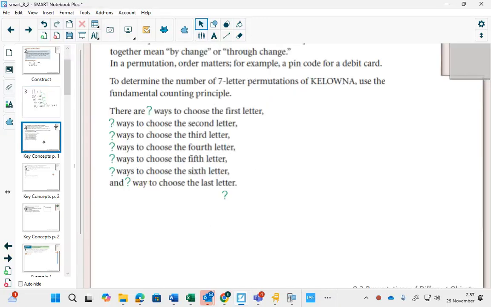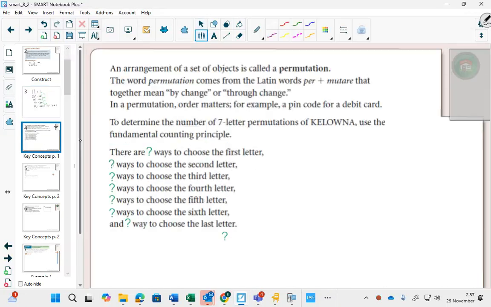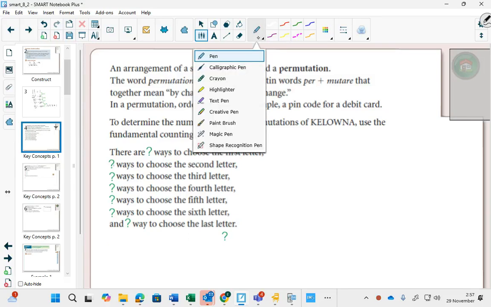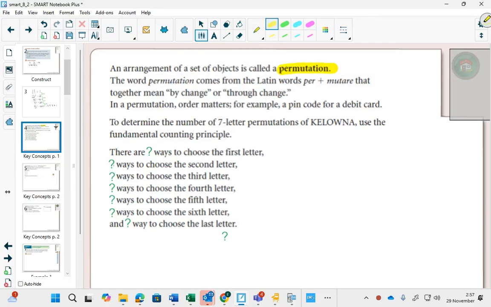Factorial symbol comes up particularly in something called a permutation. And a permutation is an arrangement of objects. So for example, we could do a word scramble. They have the word Kelowna here. If you were going to try to mix up the letters and say to your friend, can you figure out what word this was? How many ways could you mix them up?